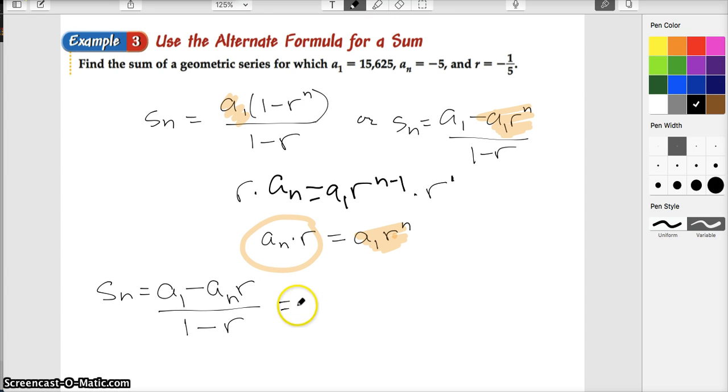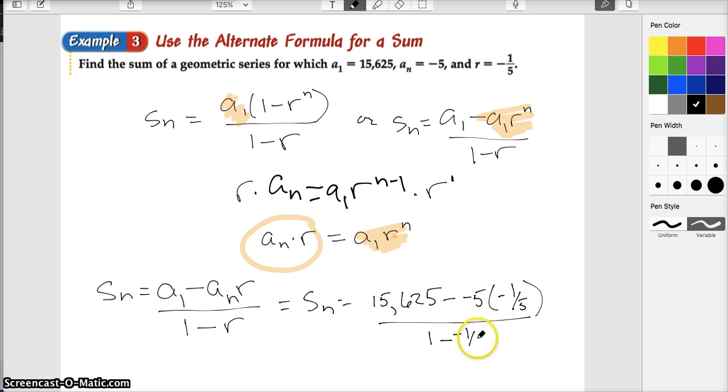So now we can calculate s sub n, we don't know what that is, but we can calculate the sum by recognizing that a sub 1 is this large number, 15,625, and I'm going to subtract from that a sub n, which is negative 5, times negative 1 over 5, and in the denominator, I'm going to subtract 1 minus that negative 1 over 5. I'm going to employ my calculator, and I get that the sum is going to be 13,020.